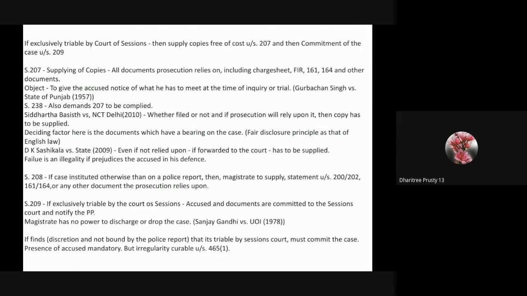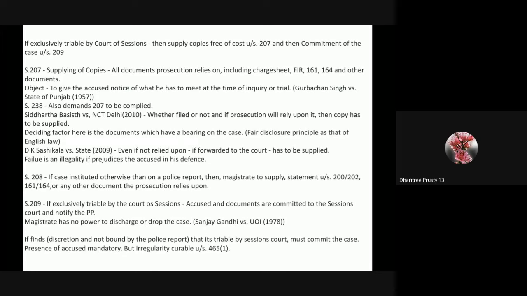So basically, it takes care of the fact that the police cannot hide any document from the accused which will be detrimental to him, but it still leaves a blanket on the fact that the police, or the prosecution, can hide such documents which will be beneficial for the accused. Okay, so the deciding factor here is the documents which have a bearing on the case. That was held in Siddharth versus NCT Delhi.